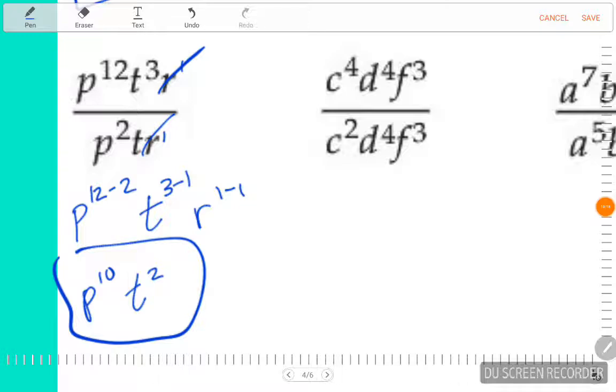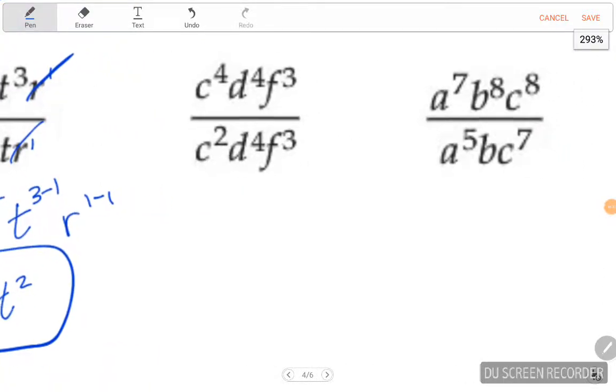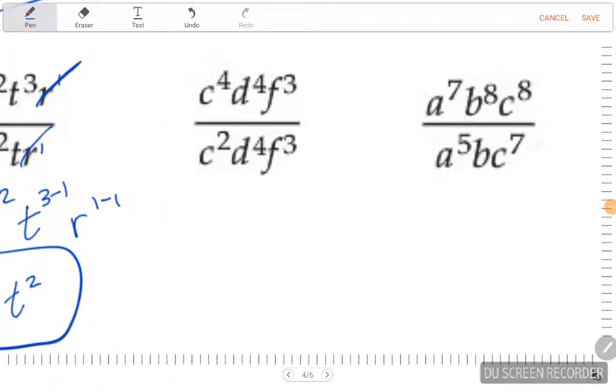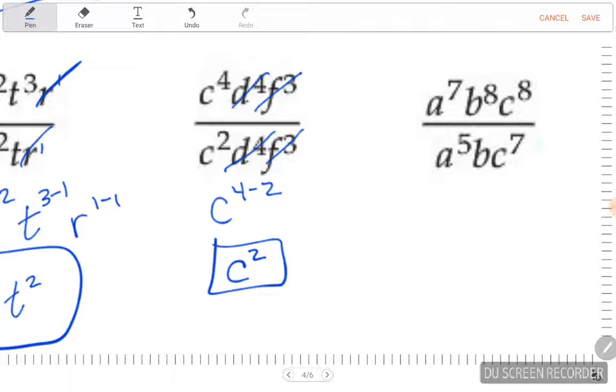Okay, and final example, two more examples with division. So here I notice I have d to the fourth and d to the fourth on top and bottom. 4 minus 4 is again going to give me 0, so I can just cancel those out. Same thing with the f, they're both to the third power, so those cancel. I'm left with c, it's to the fourth on top, squared on the bottom. So I've got 4 minus 2, which leaves me with c squared.